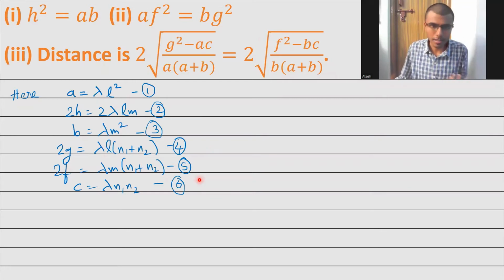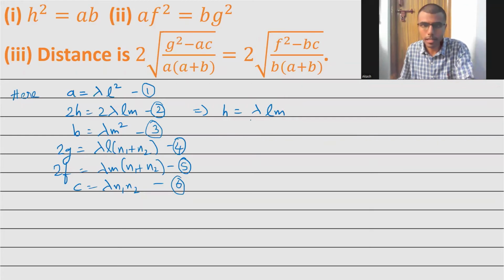Now I got all the 6 equations. Now I'm going to simplify whatever is possible. For example, 2h is nothing but 2 lambda lm, so the 2 will cancel. This implies that h is equal to lambda lm. Now I'm going to use this from equation 2.